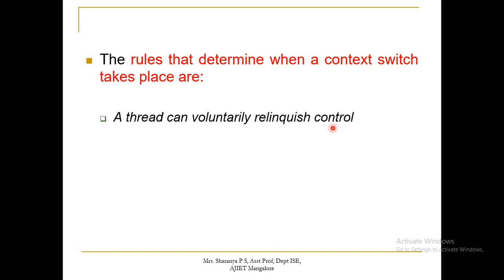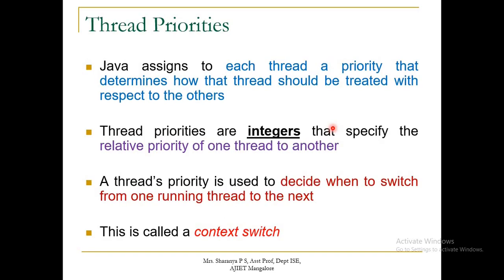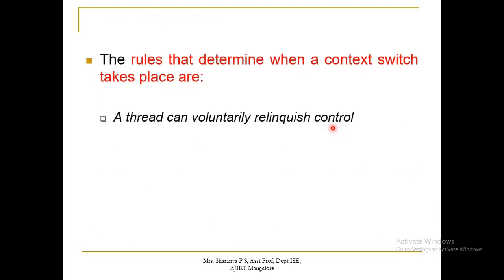That is, whichever currently running thread is about to terminate, the CPU will be given to the thread with the highest priority, along with the consideration of the priority number, as we observed in this. Based on that, we will be voluntarily terminating.